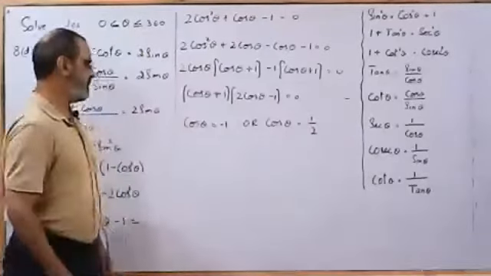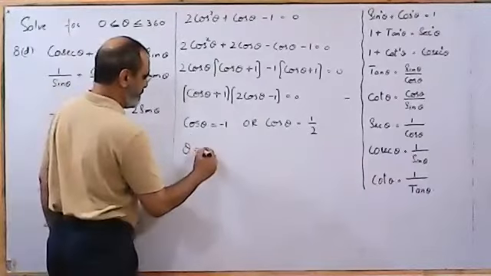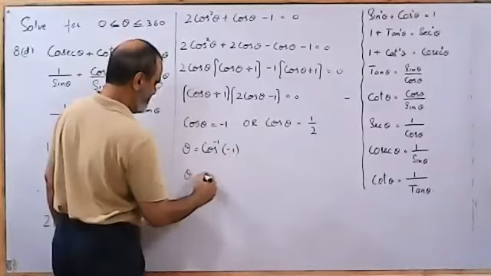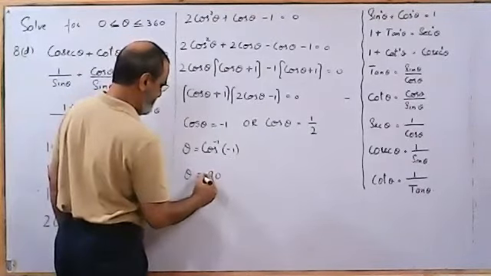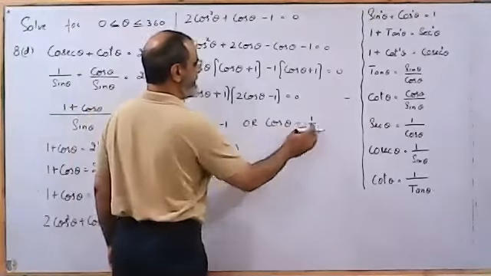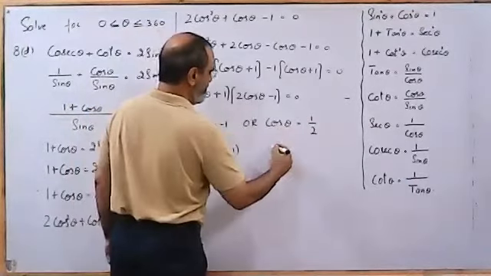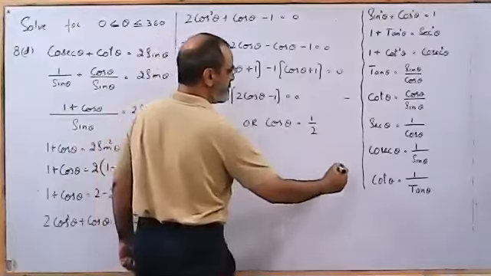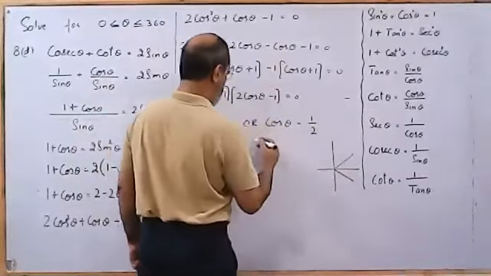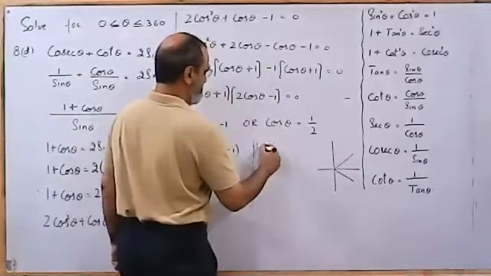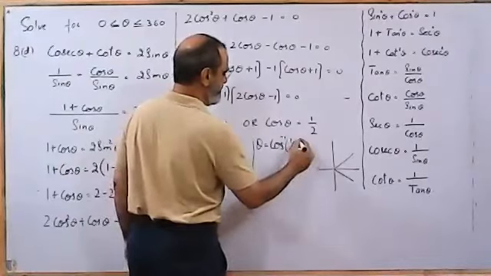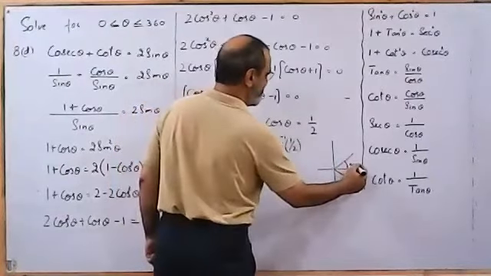Now using the calculator, theta will be equal to cos inverse of minus 1. That gives me 180 degrees. It's only one value here. On the other side, cos theta is equal to half. Cos is positive. It means your values lie in the first quadrant and in the fourth quadrant. So theta is cos inverse of 1 by 2. That gives you 60 degrees.